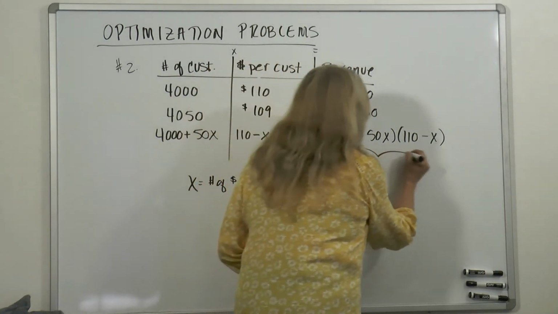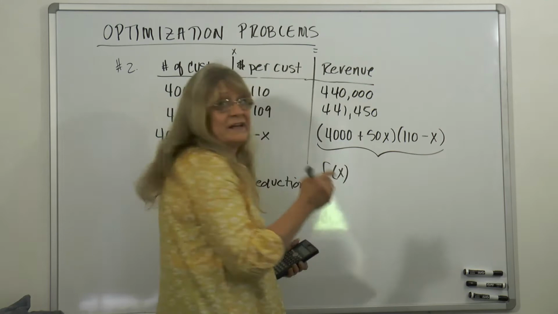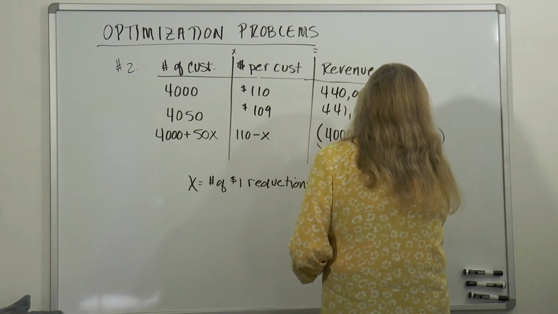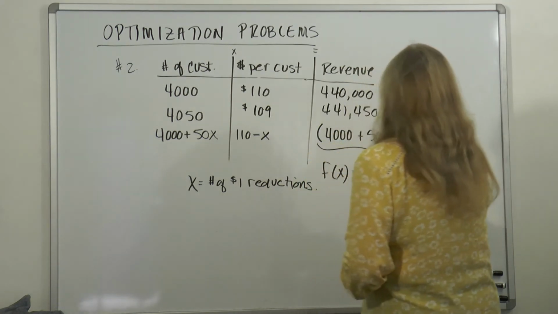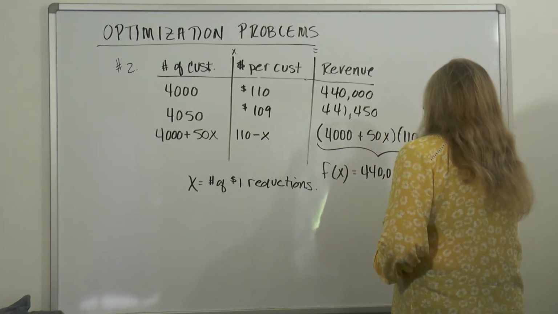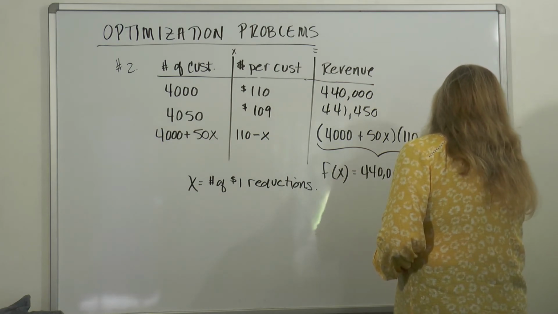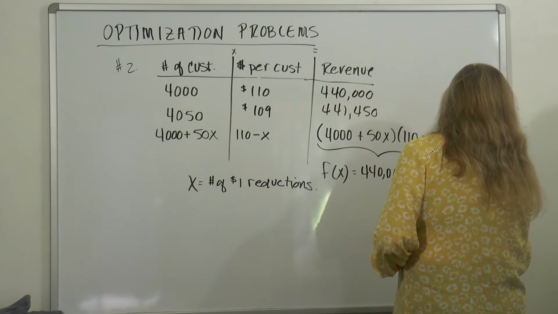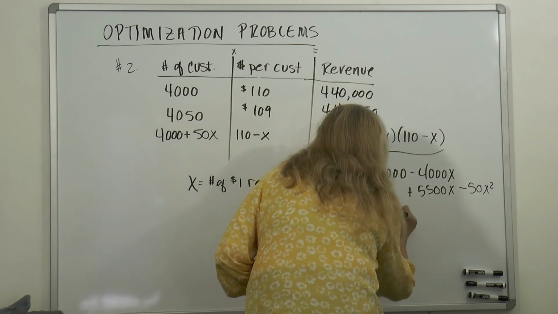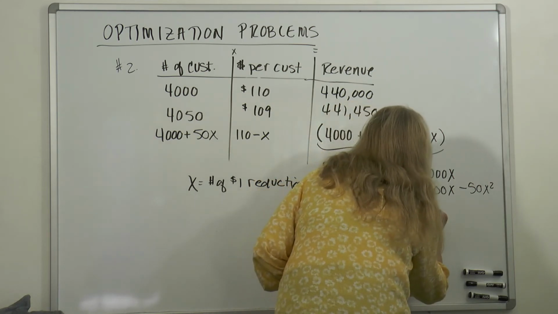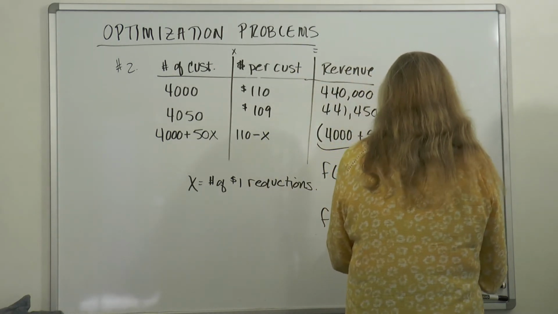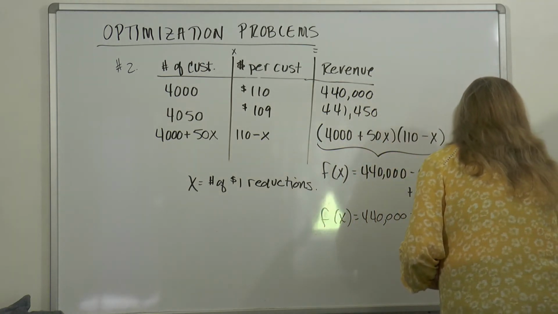Okay, so I'm going to go ahead and FOIL that. Then I'm going to take the derivative and set it equal to 0. Okay, so this gives me 440,000, that times that, minus 4,000x. And that's going to give me plus 5,500x minus 50x squared. So f of x is going to be a big number plus 200x. Okay. Minus 50x squared.